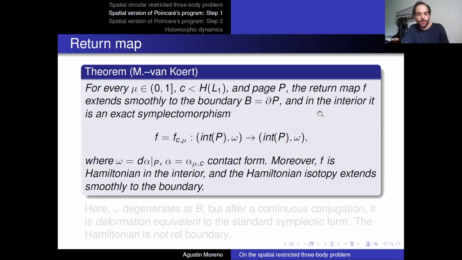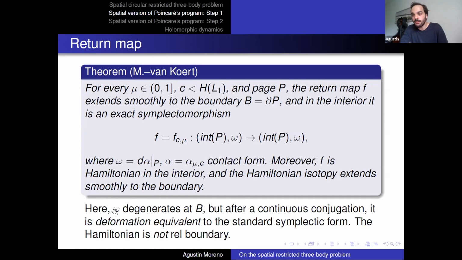And then what we can say is that in the interior, the return map is actually an exact symplectomorphism preserving some symplectic form. The symplectic form is just the derivative of the contact form given the dynamics to the page. So this, in principle, depends on mu and depends on C, some contact form. And moreover, and this is really the non-trivial part of the statement, it takes forever to prove, and it's very difficult because of plenty of subtleties, this map is actually Hamiltonian in the interior. And the Hamiltonian isotopy extends smoothly to the boundary. So, the fact that this is a symplectomorphism is not particularly difficult. This just follows from Liouville's theorem, basically.